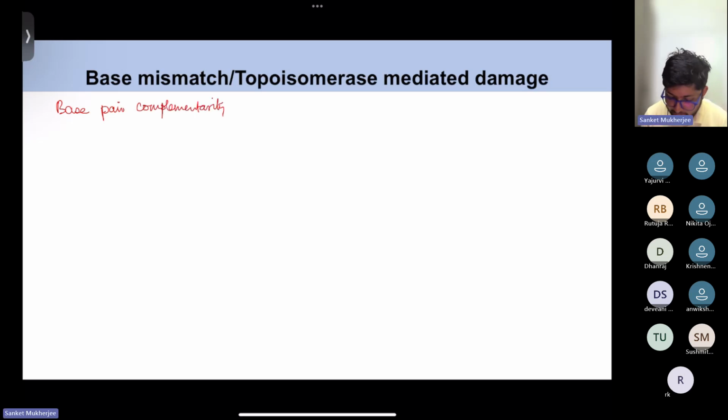That simply means that A will base pair with T, and C will base pair with G. This is simply what it means, right? But if there is a lack of complementarity, that is what we call base mismatch. So to correct this kind of error, there are mismatch repair proteins.